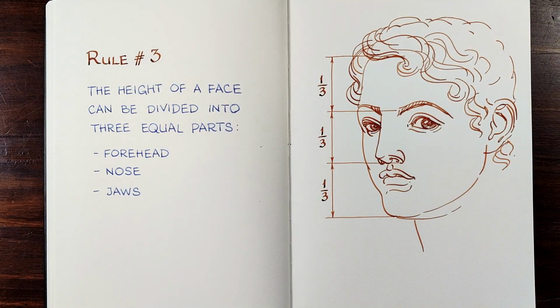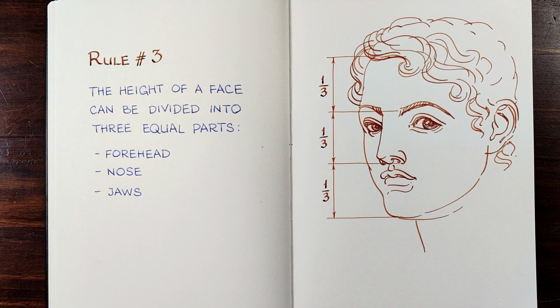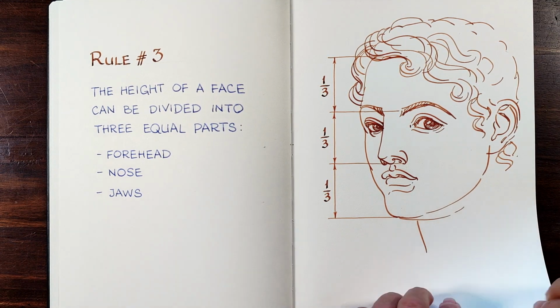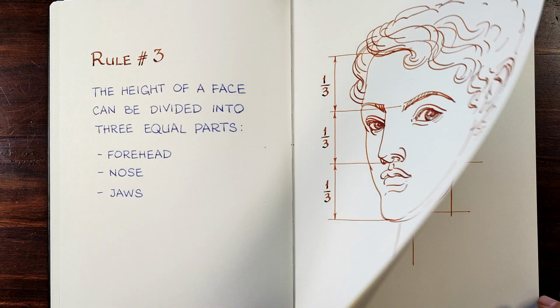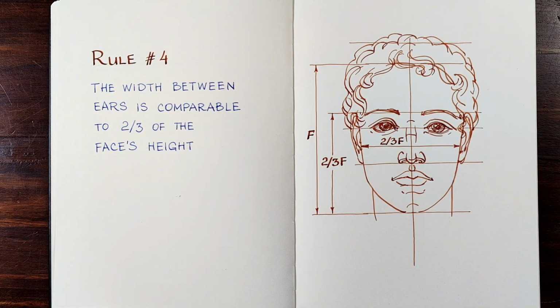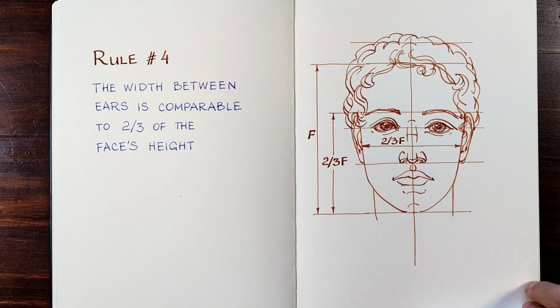Rule number 3. The height of a face can be divided into 3 equal parts, from the top of a head to the eyebrows, from eyebrows to the base of a nose, and from that level to the bottom of a chin. Rule number 4. The width between ears is comparable to 2/3 of the face's height.